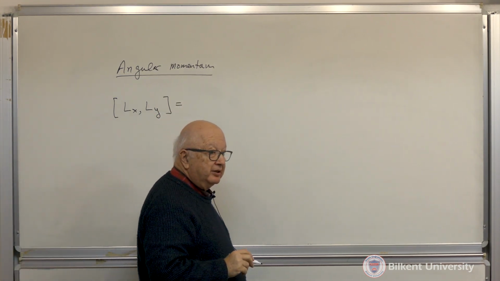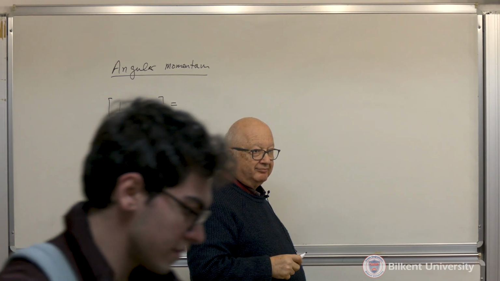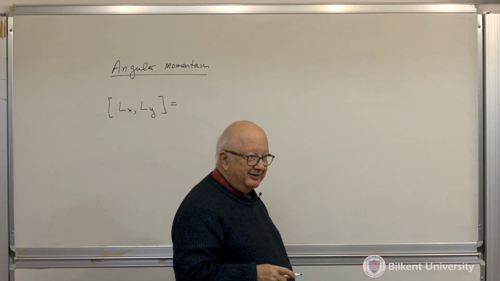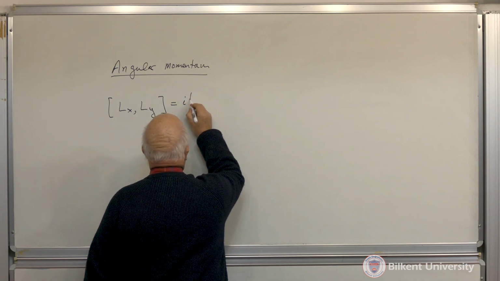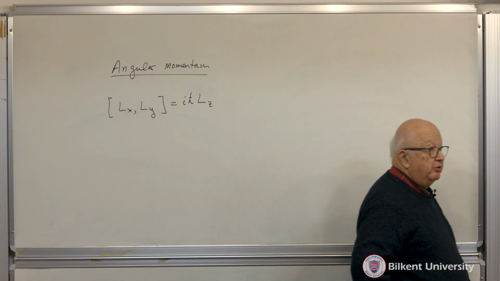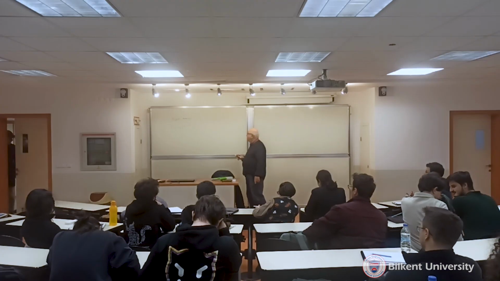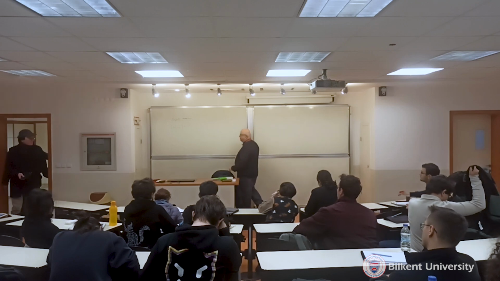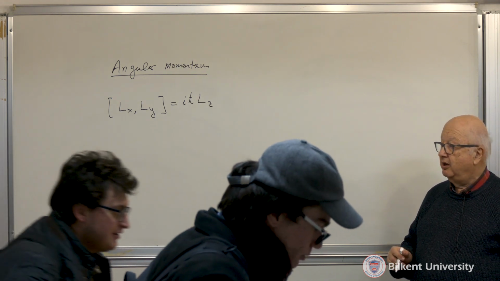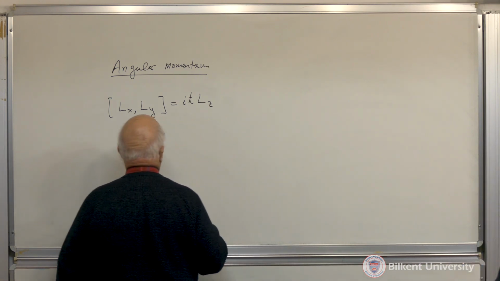What did we get? Remember? Okay, i h bar Lz, right? So it's important that angular momentum operators in two different directions do not commute. So we cannot measure them at the same time. We cannot measure Lx and Ly simultaneously. So we cannot know them simultaneously.